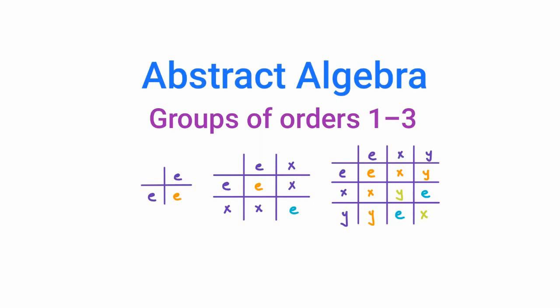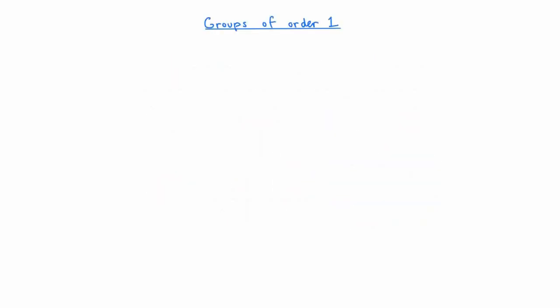In this video, we're going to talk about groups of orders 1 through 3. Now, I could tell you everything that there is to know about groups of orders 1 through 3 in just a few sentences, maybe even just one sentence. But we're going to take our time here and develop some tools and some framework that will help us when we get further down the line. As a warm-up here, let's talk about groups of order 1.